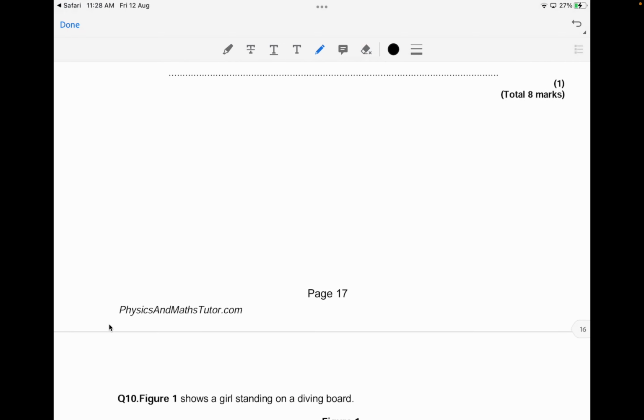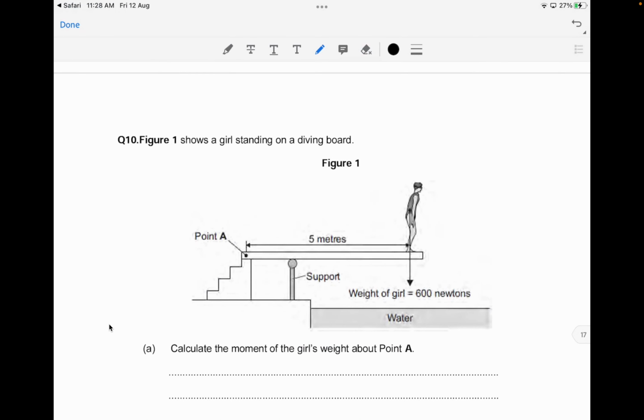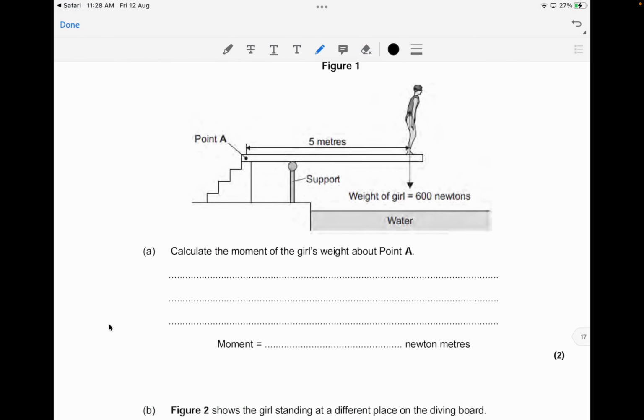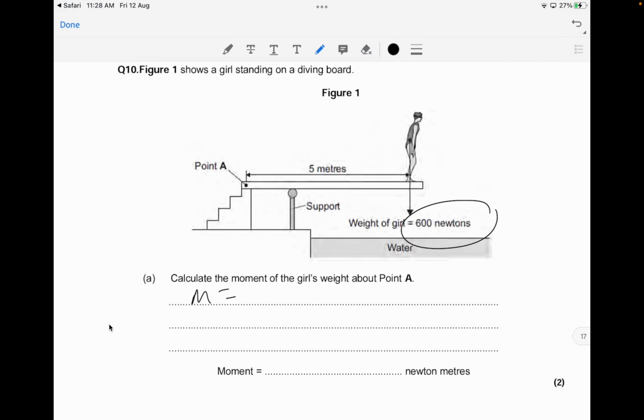Now the next question shows a person standing on a diving board. You have to calculate the moment of the person's weight about point A. So the moment is equivalent to the force, about 600 newtons, times the distance, 5 meters. It's just going to give us a value of about 3,000 Newton meters. So 3,000 Newton meters is going to be your answer. Just take your values from the question itself. It's going to help a lot.